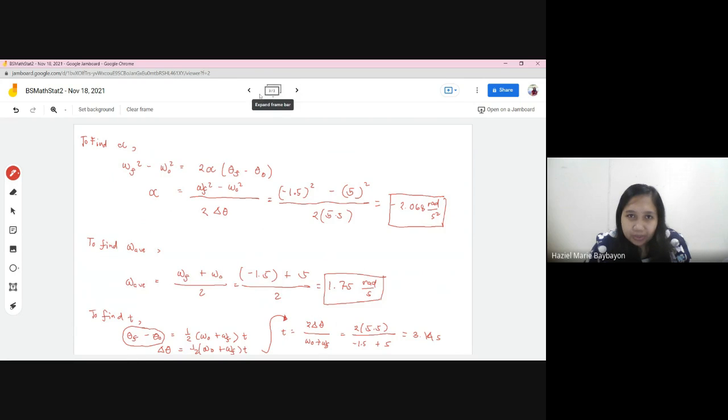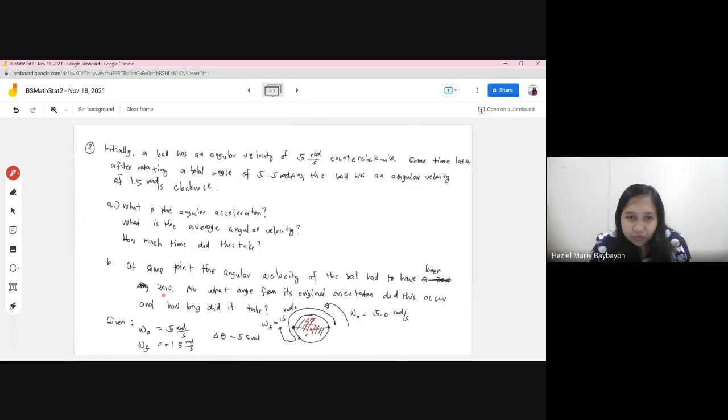And then for letter B, we are asked to find the angle from the original orientation until its angular speed or angular velocity becomes zero. So expectedly, as you can see from this figure, your change in the angular displacement should be greater compared to this one, the 5.5 radians. Okay?